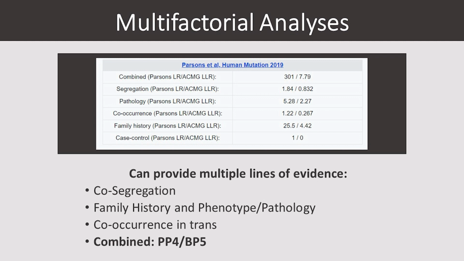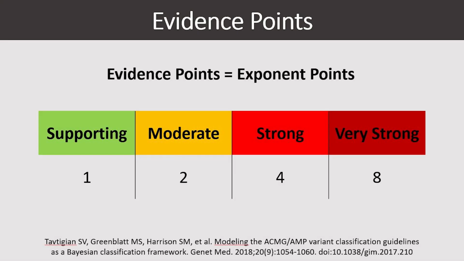Current CanVIG guidance recommends to preferentially use the combined evidence score under the PP4 or BP5 criteria, where positive scores are used under PP4 and negative scores under BP5. Multifactorial analyses present their scores as either likelihood ratios or log likelihood ratios. In order to use the scores as defined in the multifactorial analysis studies for variant interpretation, we must convert the scores into evidence or exponent points. Evidence points and exponent points are the same, and the terms can be used interchangeably.